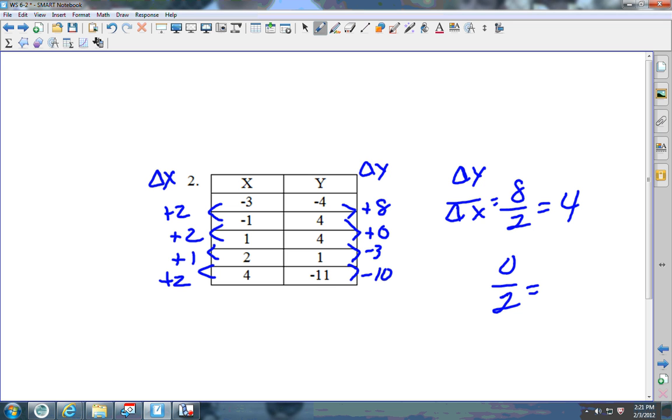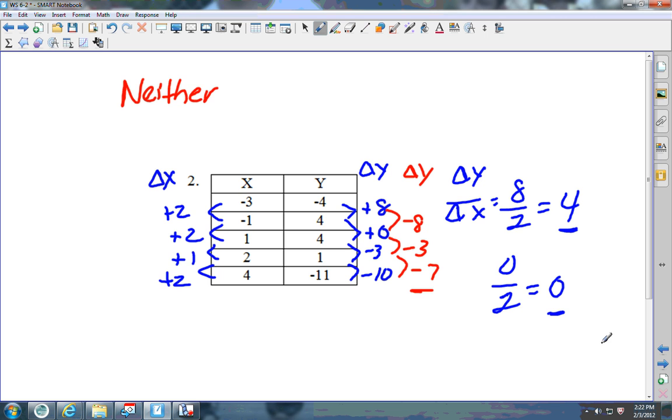0/2 is 0. Okay, these are not the same, so it's not linear. But remember I said we needed to do delta y again to see if it's quadratic? This is -8, -3, -7. These are not the same, so it is neither. It is not linear. It is not quadratic.